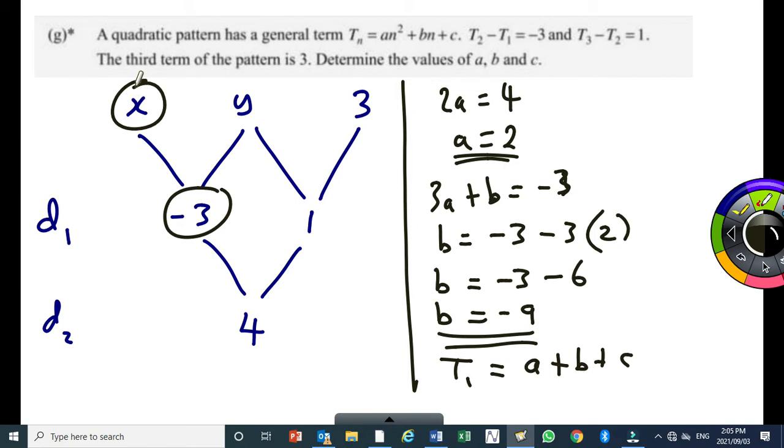So 3 plus 1, that will give you 4. And then to get this, remember, it is 4 minus x is equal to minus 3. So it will be like this: 4 minus x is equal to minus 3. So this becomes equal to 7. I'll put 7 there.